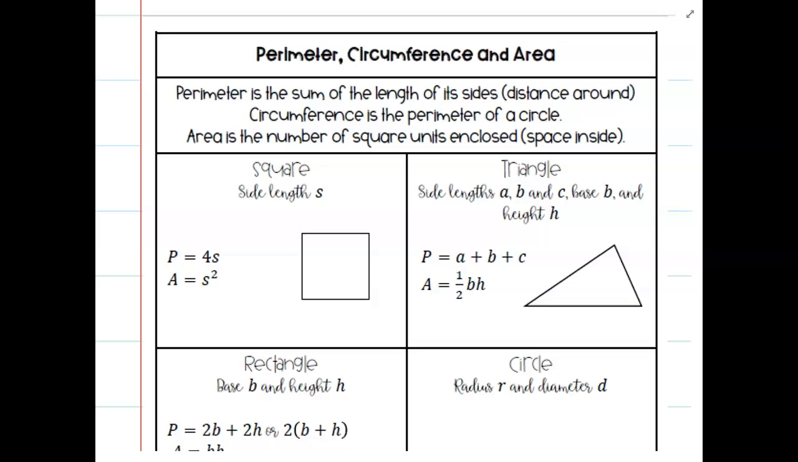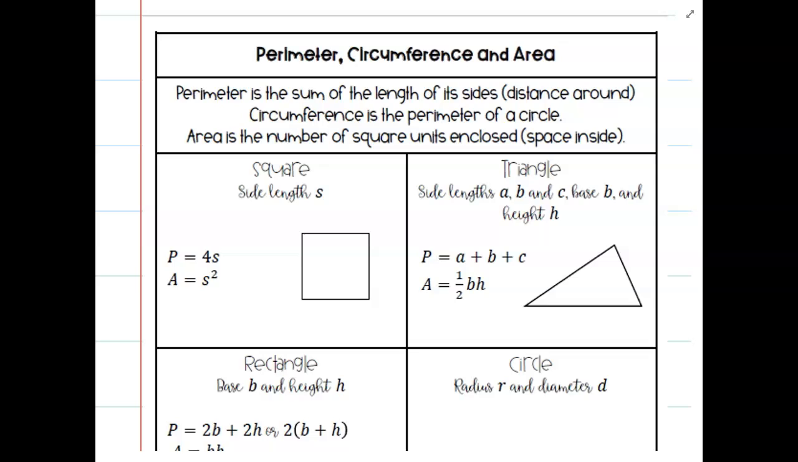Circumference, it's kind of like the perimeter of a circle. It's the distance around the circle. But perimeter is adding all of the sides. A circle doesn't have sides, so it has a special name, circumference, but it's comparable to perimeter. Okay, area is the space inside the figure. Technically it's the number of square units that you could fit inside that shape.